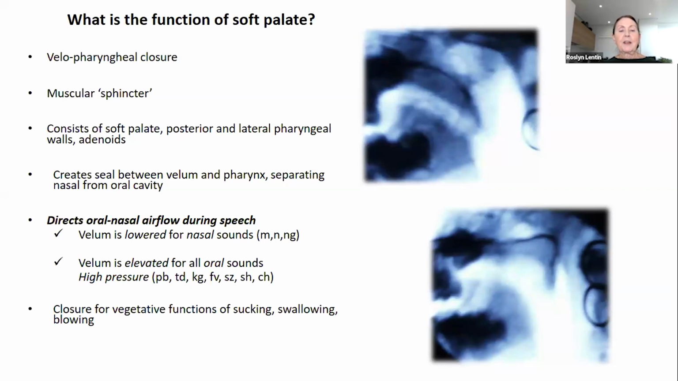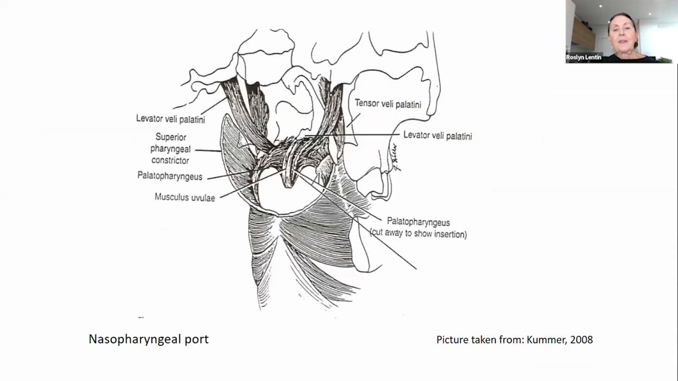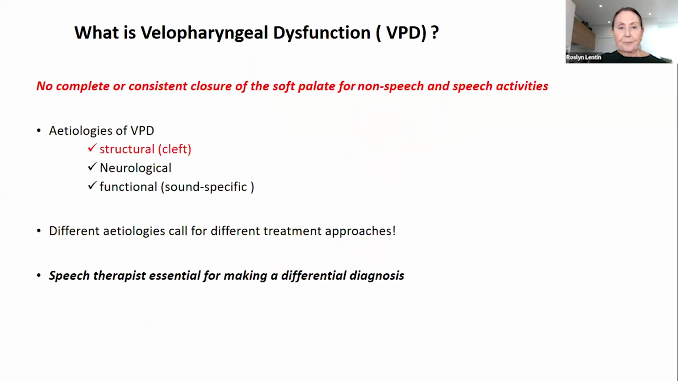And we need closure for the vegetative functions of sucking, swallowing, and blowing. I just thought this is a nice picture that shows you the actual nasopharyngeal port, and that all the muscles of the soft palate are in fact paired muscles. In the normal palate, they're all orientated towards the midline, and in the palate, as it presents, these muscles have an anterior posterior direction or orientation. So what then is velopharyngeal dysfunction, or VPD?